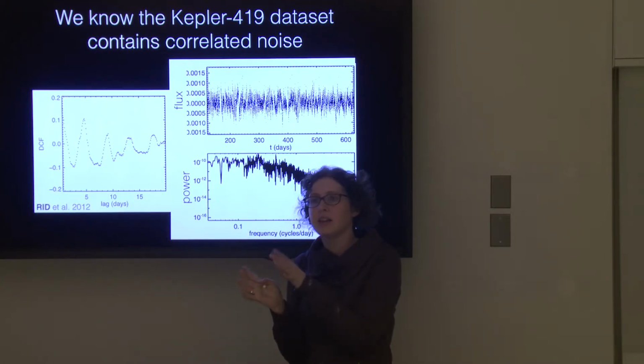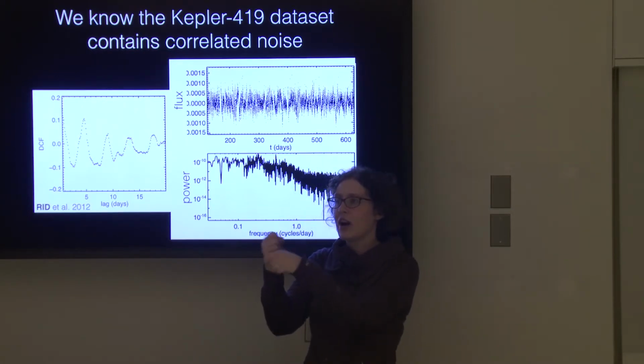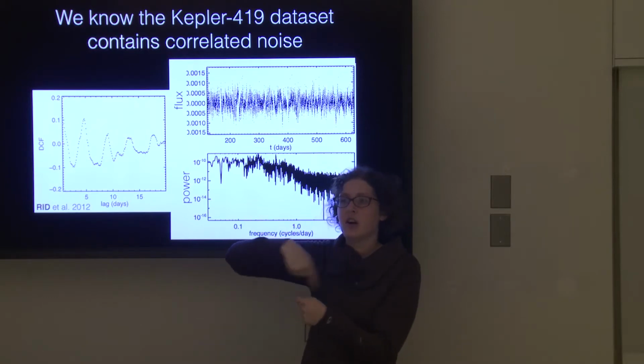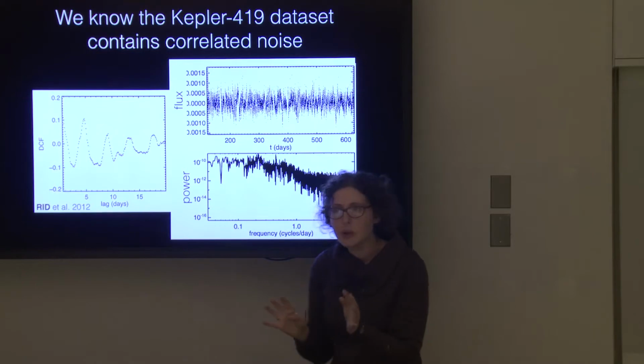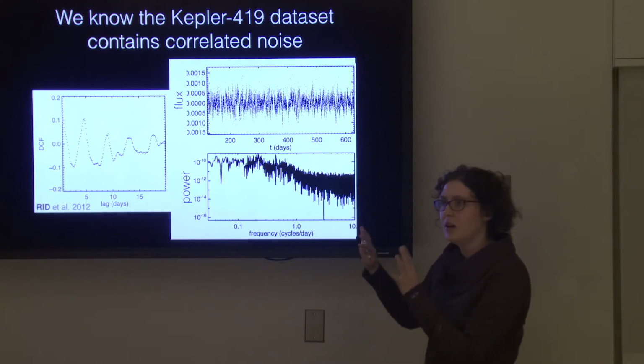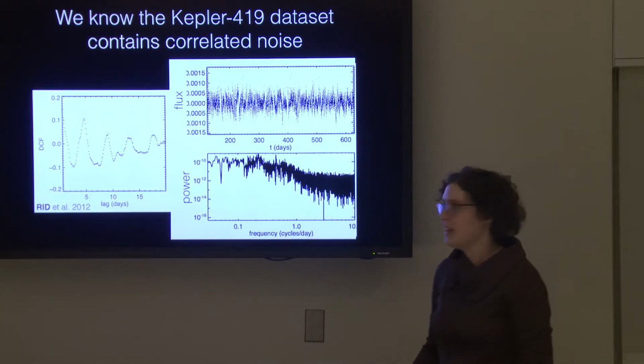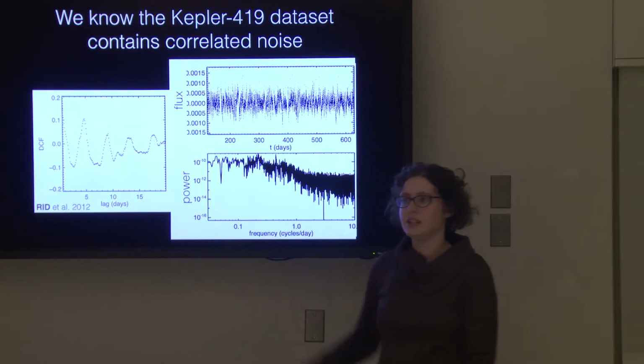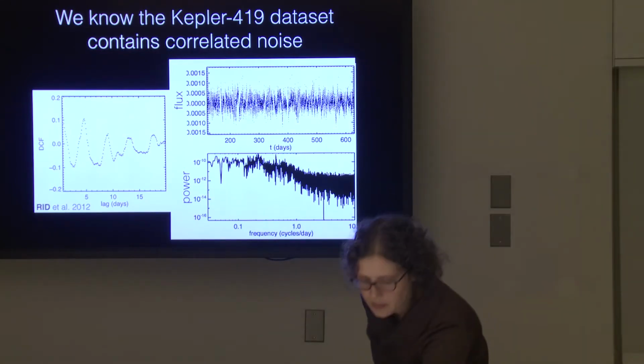That's not caused by the planet, that's caused by the star having spots and it rotating around, and you see the same spots coming into view. So we know that this data set is not white, that it has correlated noise in it. In fact, we use the correlated noise to measure the stellar rotation period.